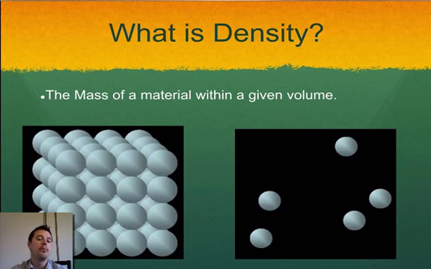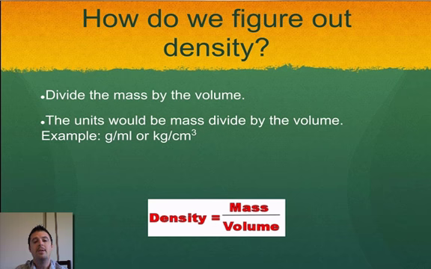Now, density is a little bit more complicated. It involves a little bit of math. It's the mass of a material within a given volume. If you look at these 2 pictures, you'll note that one box has more circles in it than another box. That box is more dense. It has more material in a given amount of space. To get the density, you take the mass and divide it by the volume.